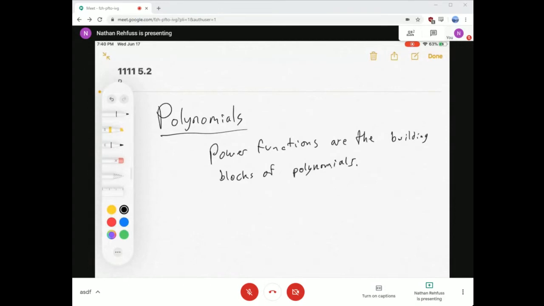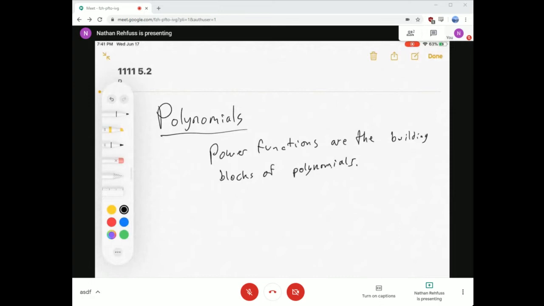Polynomials are the generalization of the quadratic, which was like ax squared plus bx plus c. Well, what if you had an x cubed term and an x to the fourth term and an x to the fifth term and so on? I'm going to define polynomials in a bit, but that's what they are.